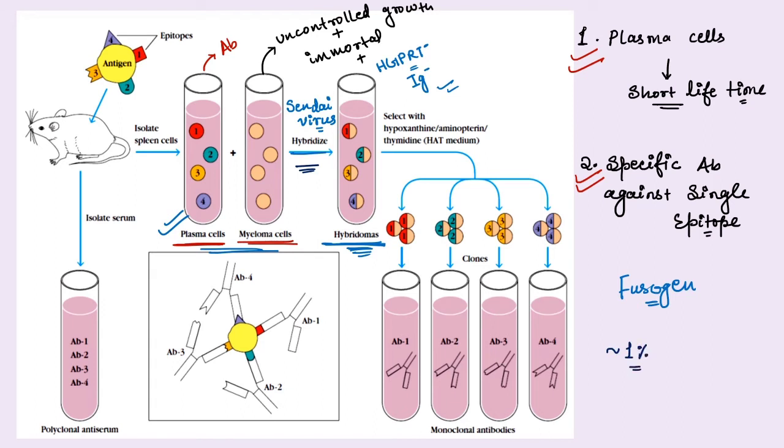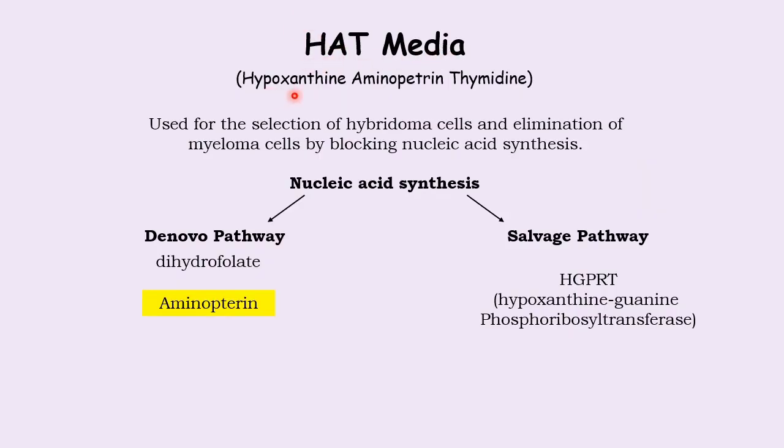Okay, so it is very necessary for us to isolate or separate only the hybridoma cells to be used in the further steps. For isolating the hybridoma cell, we use HAT media. It is a selection media that helps in isolation of the hybridoma cell. So HAT media, or hypoxanthine aminopterin thymidine media, is a selection media which promotes the growth of hybridoma cells and eliminates the myeloma cells by blocking their nucleic acid synthesis pathway.